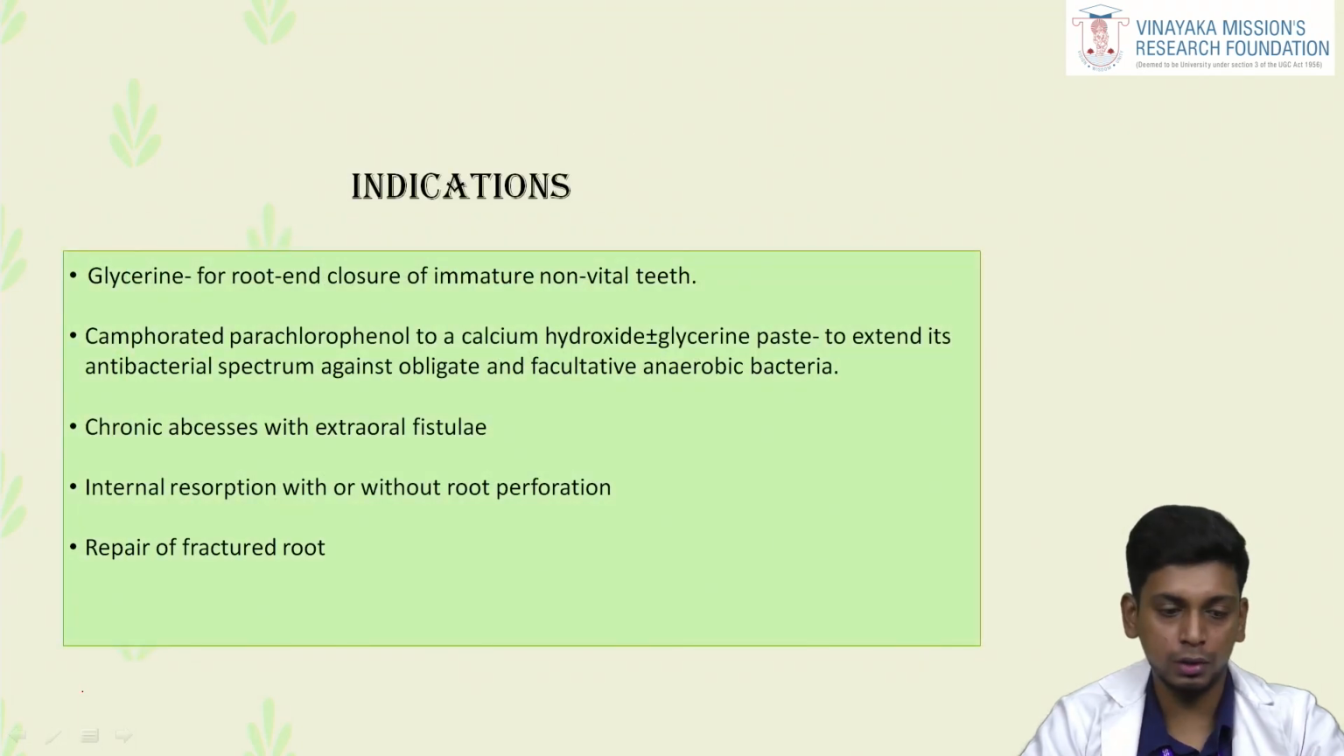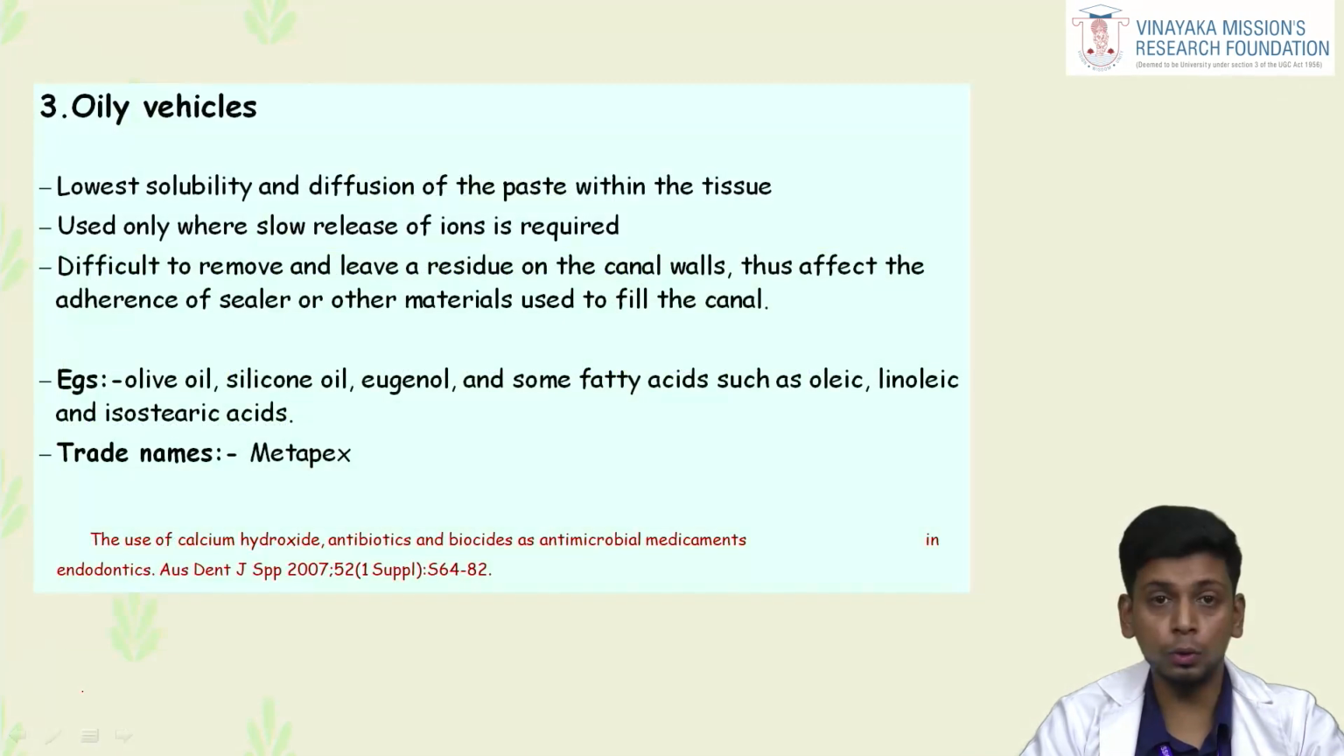Moving on to the indications. Glycerin for root closure of immature non-vital teeth. Camphorated paramonochlorophenol added to calcium hydroxide plus or minus glycerin paste to extend its antibacterial spectrum. Chronic abscess with extraoral fistula. Internal resorption with or without root perforation. Repair of fractured root.